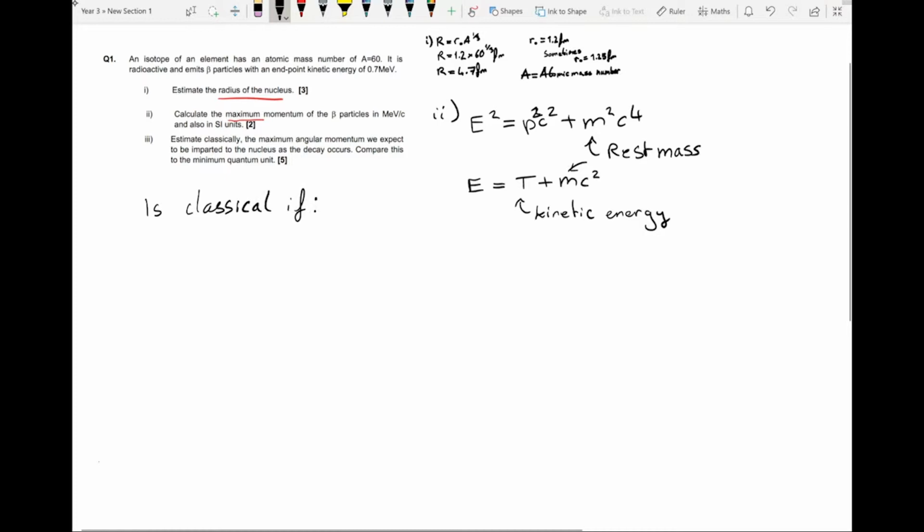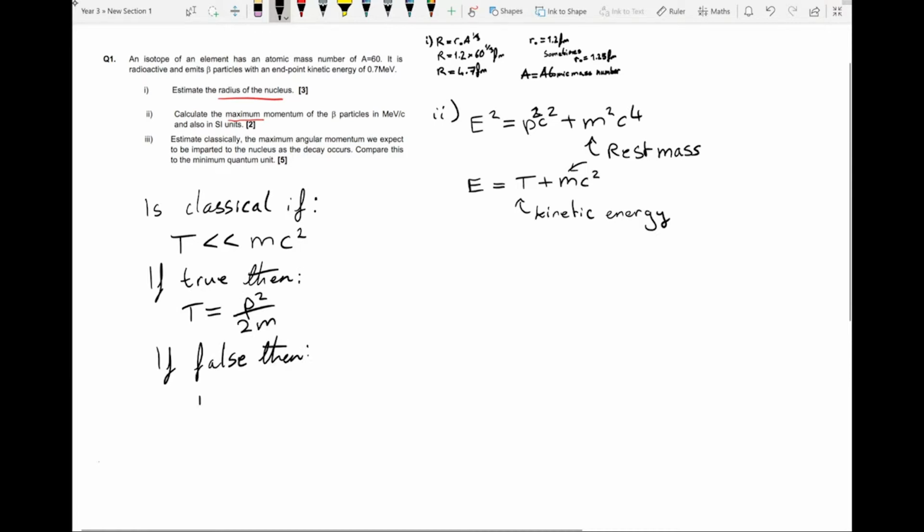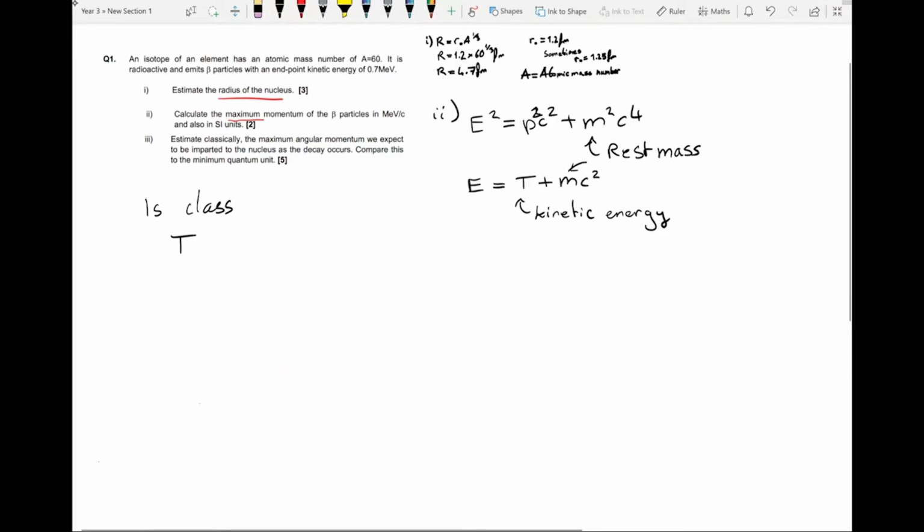To deduce whether or not in a situation you must use the relativistic regime, you must look at this condition and whether or not it is satisfied. If it is satisfied, then you're working in the classical regime, and T equals p squared over 2m as usual. But in this case, T is 0.7 megaelectron volts, and mc squared is of course 0.511 megaelectron volts.